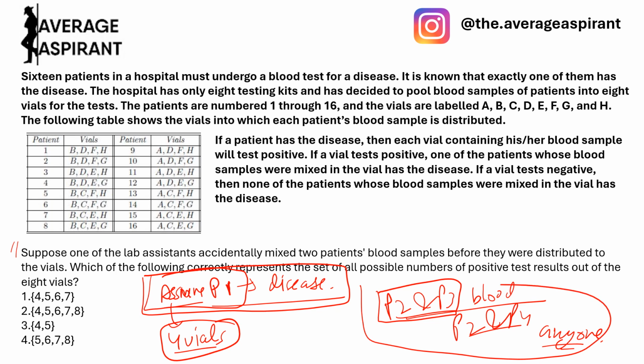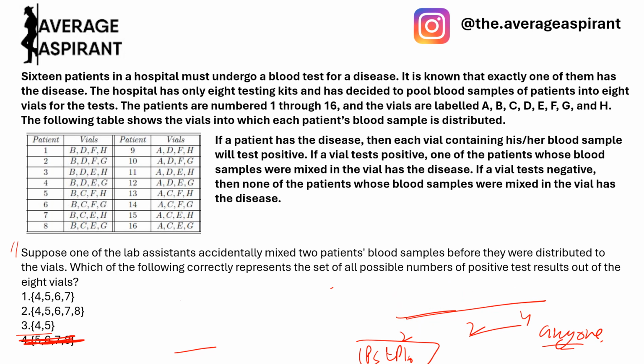Doesn't matter whom you are mixing, right? If P1 has the disease and we are mixing P2 and P3, or P5 and P16, for example, it doesn't matter. Unless you mix P1's blood with anyone, it does not matter. So 4 is a possibility. So we rule out this particular option because it doesn't have 4.